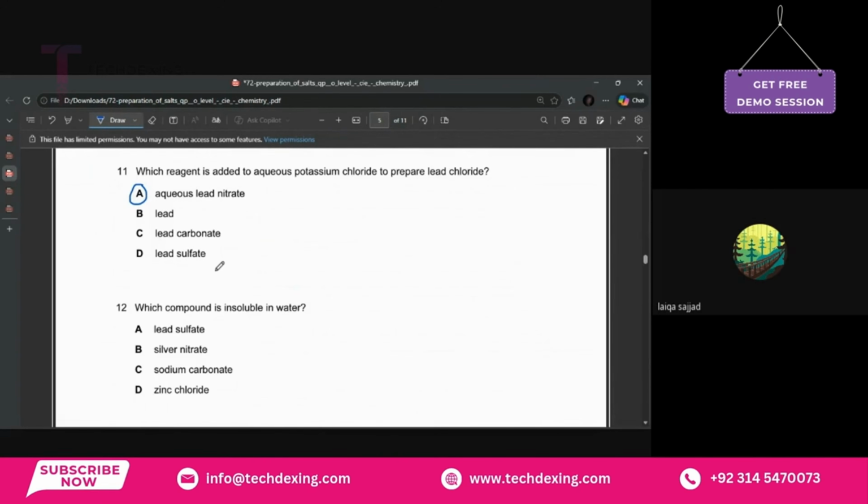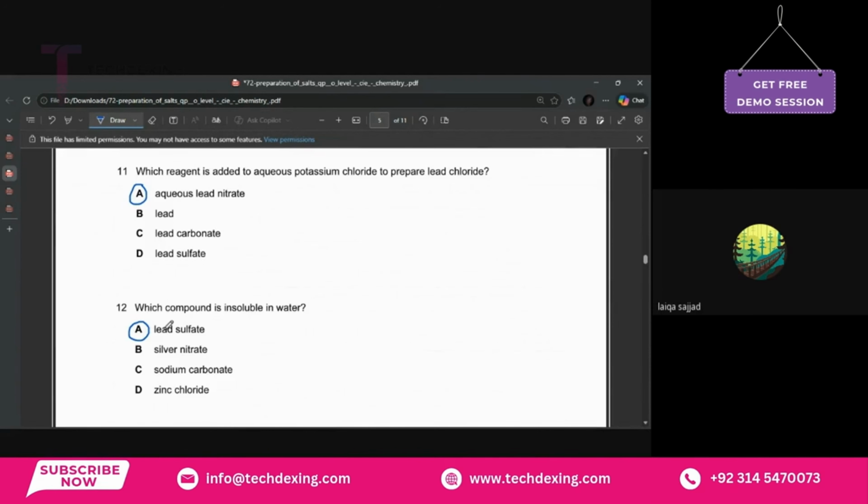Silver nitrate, is it soluble? Yes, because all nitrates are soluble. What about sodium carbonate? Yes, it is soluble. Why is it soluble? Are all the carbonates soluble? No. Then why is this soluble? Because it consists of a group 1 metal. Yes, very good.